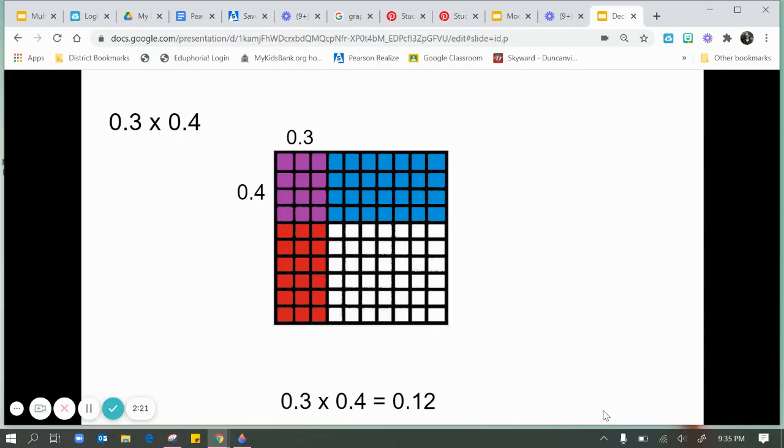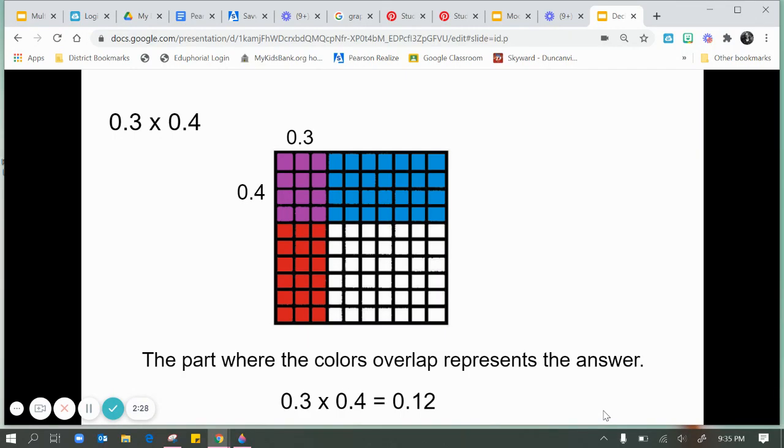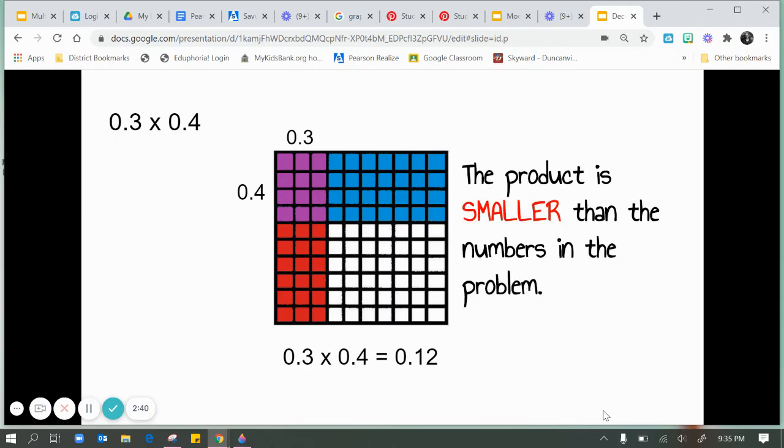3/10 times 4/10 equals 12/100. The part where those colors overlap, that reflects the answer. So the red was the 3/10, and the blue was the 4/10, and where the red and the blue meet, we get 12/100. The product is smaller than the factors in the problem.